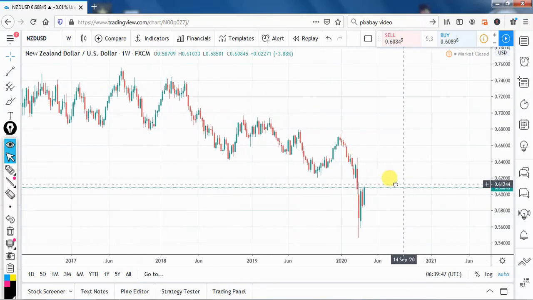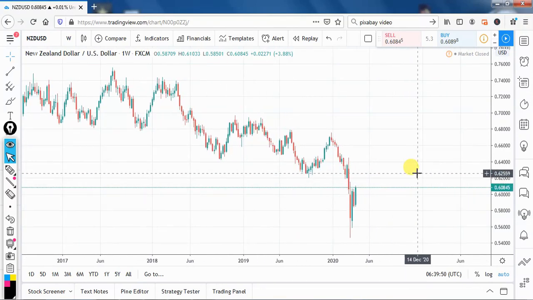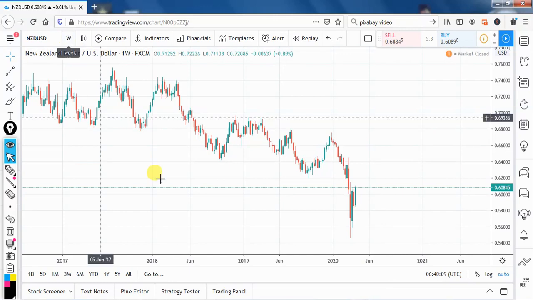For the target, I will be looking at something like up to these lows here, about the 62.55 area. So we'll be looking at roughly about 200 pips. That's a decent amount of pips to get out of it.